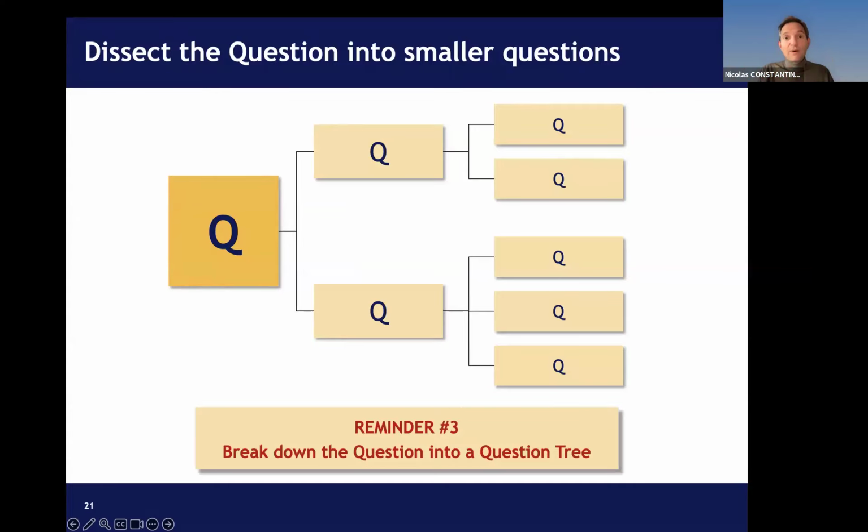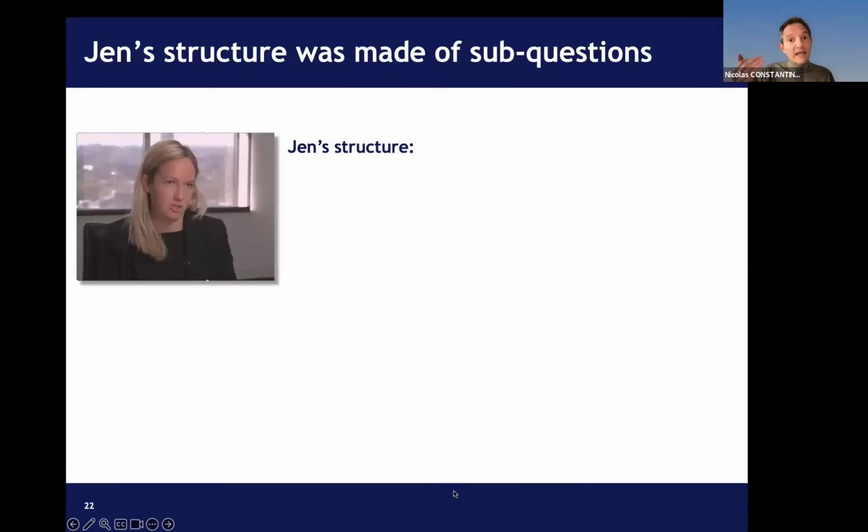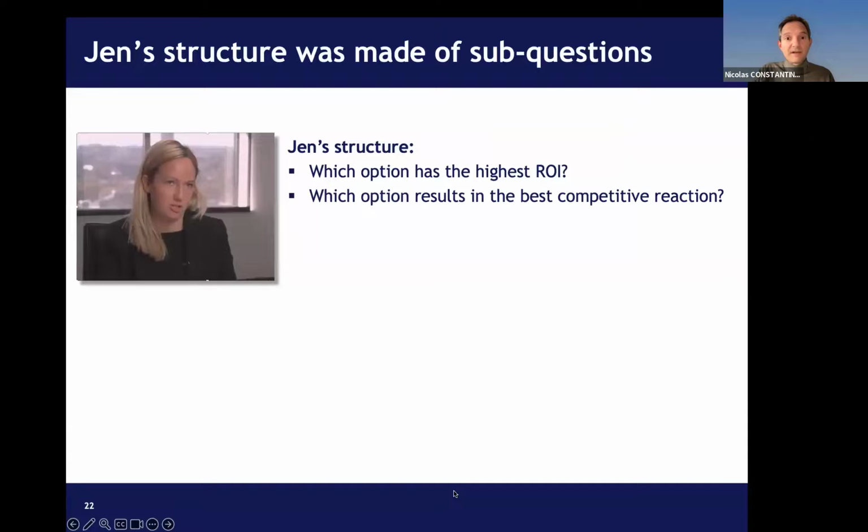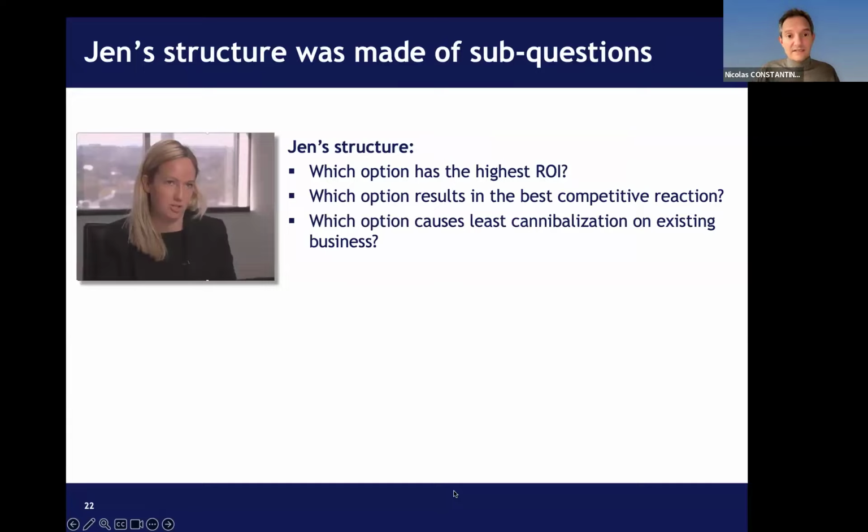Now, by the way, if we go back to Jen's structure, you'll see that this is exactly what she does. She breaks it down into questions. The questions she comes up with are the following: which option has the highest ROI? Which option results in the best competitive reaction? Which option causes the least cannibalization on the existing business? And which option has the least execution risk? So let's listen again to Jen, and you'll see.